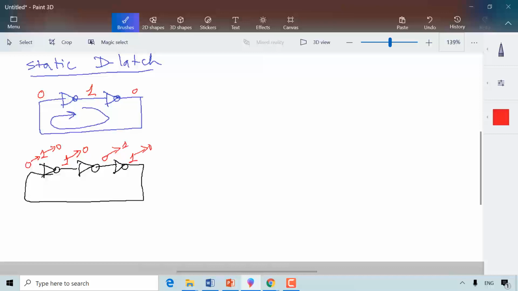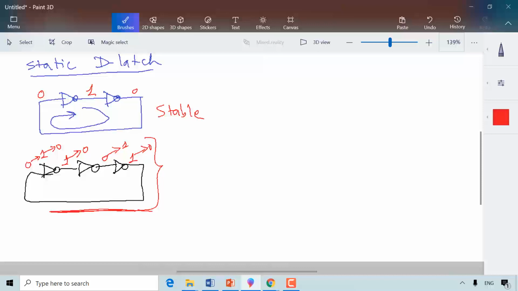So now you can see what we created here. We didn't create a stable circuit. We have created an oscillator circuit. So this circuit is a stable circuit, and this circuit is an oscillator.